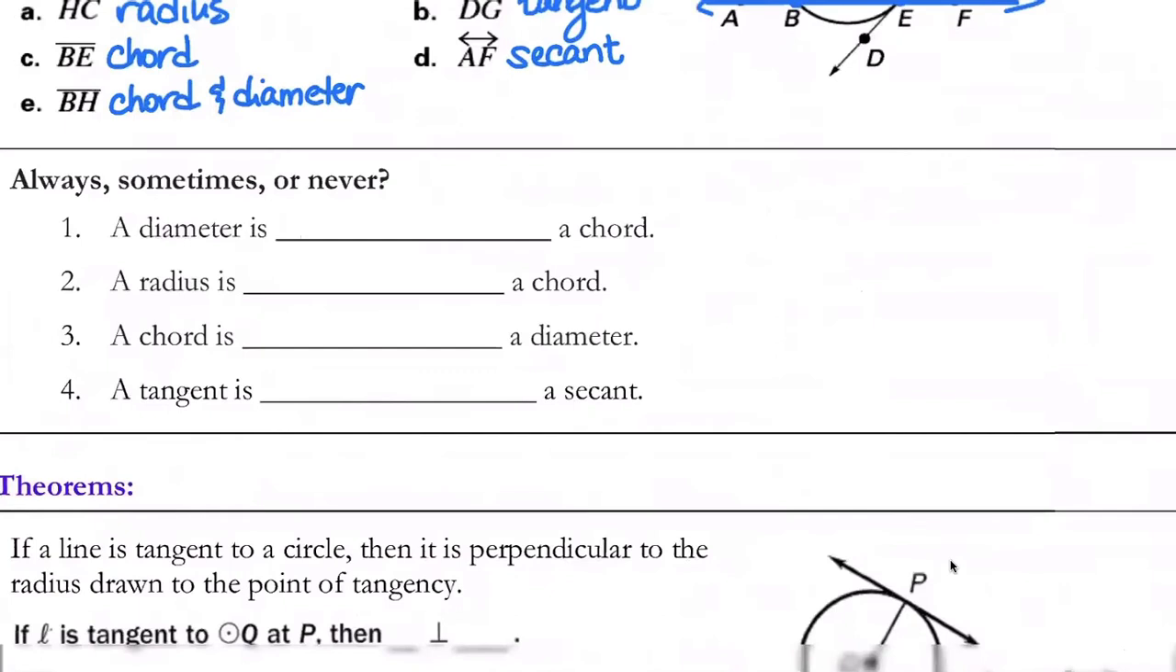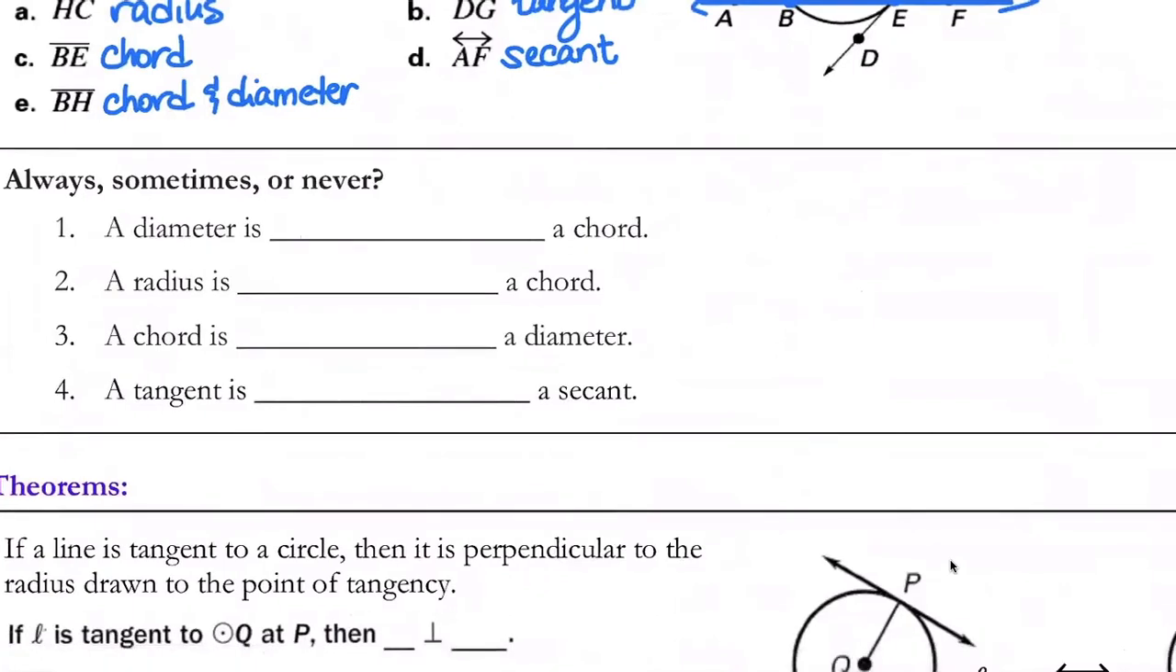Okay, always, sometimes, or never. A diameter is always, sometimes, or never a chord. Okay, so here's a circle. So a diameter. If it's a diameter, it goes through the center of the circle and it hits 2 points that are on the circle. So a diameter has to be a chord because it is a segment that is connecting 2 points that are on the circle. So that is always.